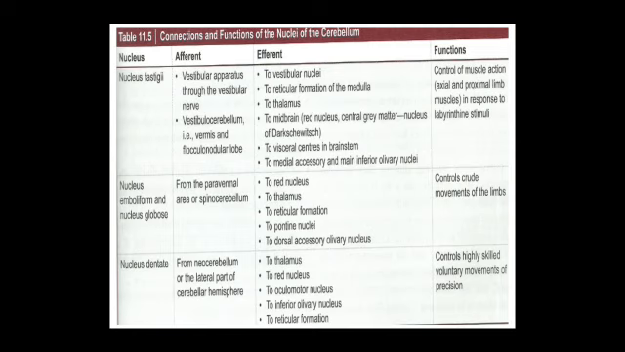The last nucleus is the nucleus dentatus. It is basically from the neocerebellum or lateral part of the cerebellar hemispheres. Main efferents go to the thalamus, red nucleus, oculomotor nucleus, inferior olivary nucleus and reticular formation. Its main function is that it controls highly skilled voluntary movements, basically precision movements.